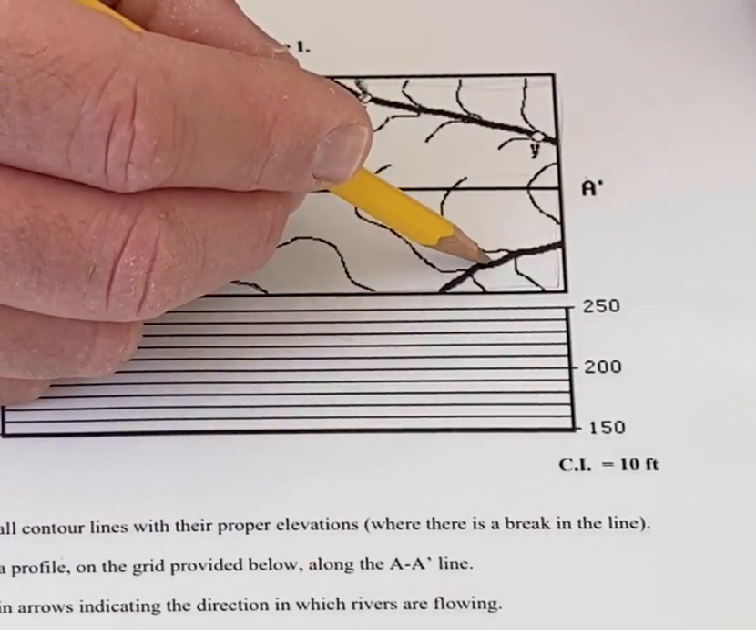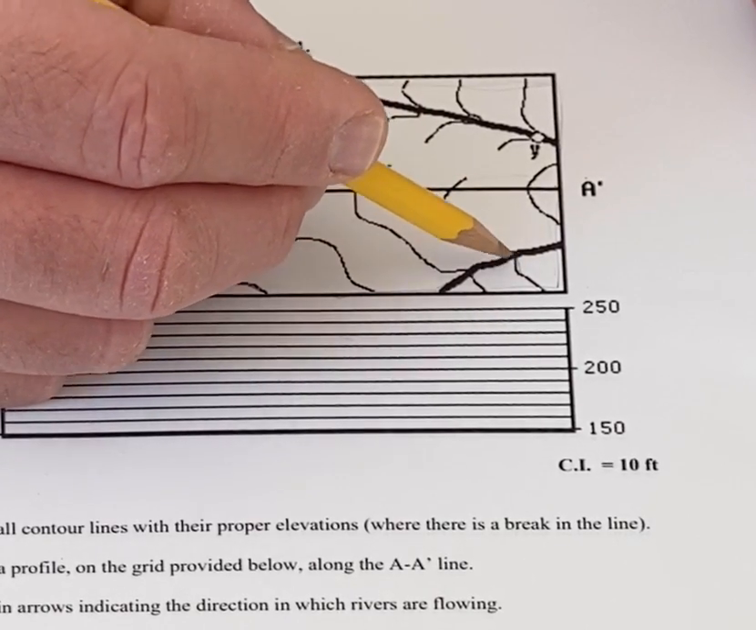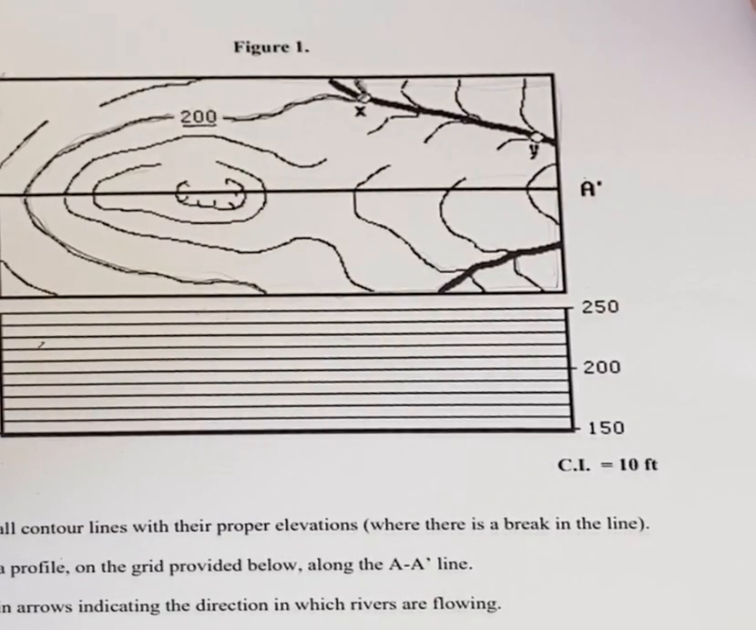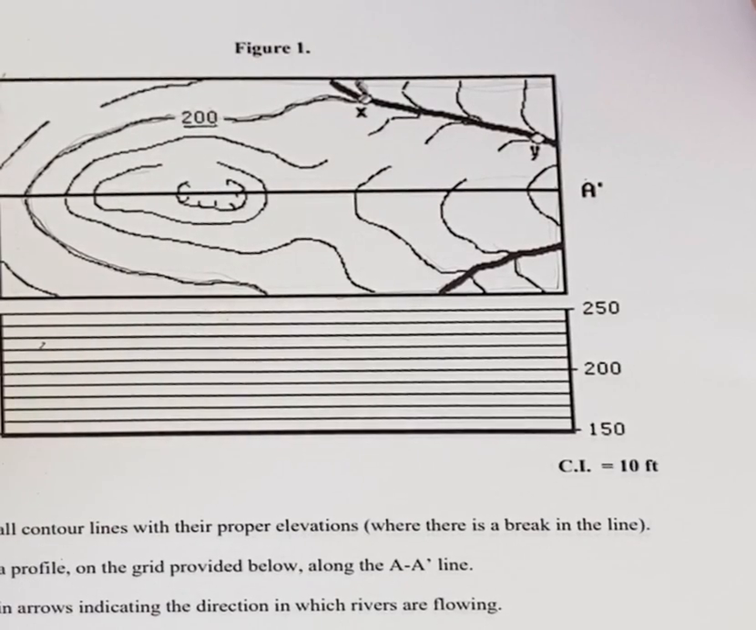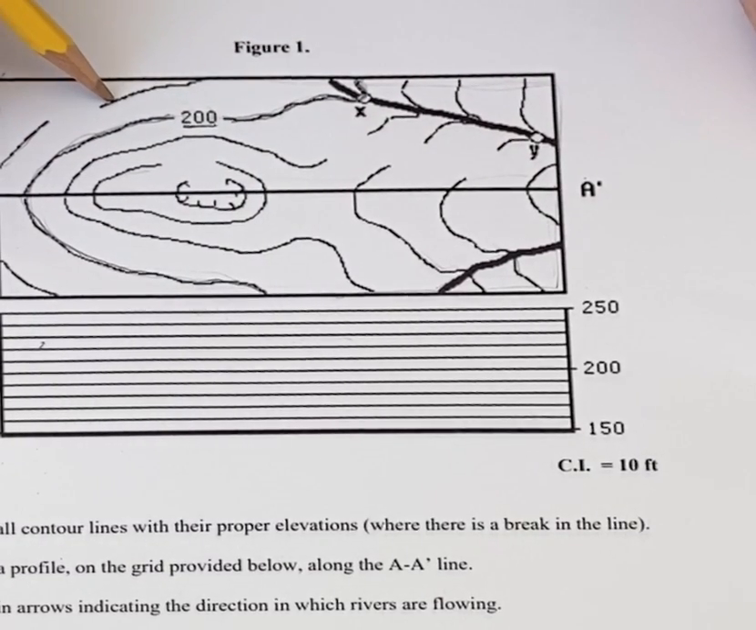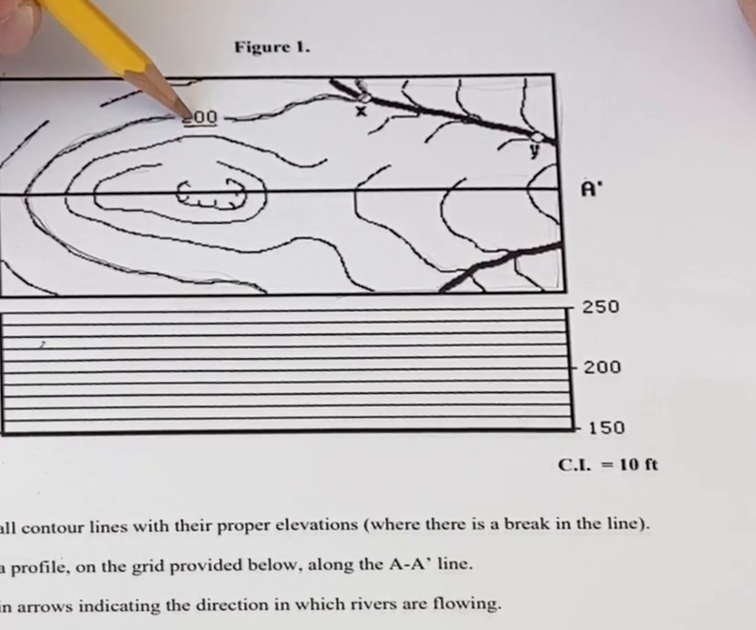Now this looks like a river as well. We do have a little indent contour there. What I'm going to do first is look at which direction these contours are going, in terms of, is this line higher or lower than this 200-foot contour line? And is this line higher or lower than this 200-foot contour line?